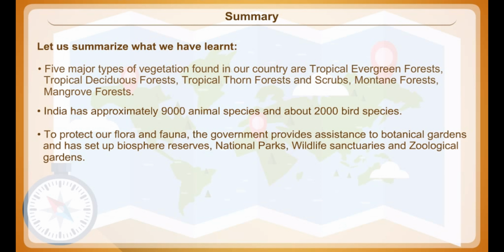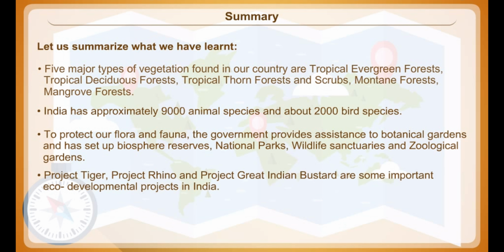To protect our flora and fauna, the government provides assistance to botanical gardens and has set up biosphere reserves, national parks, wildlife sanctuaries, and zoological gardens. Project Tiger, Project Rhino, and Project Great Indian Bustard are some important eco-developmental projects in India.